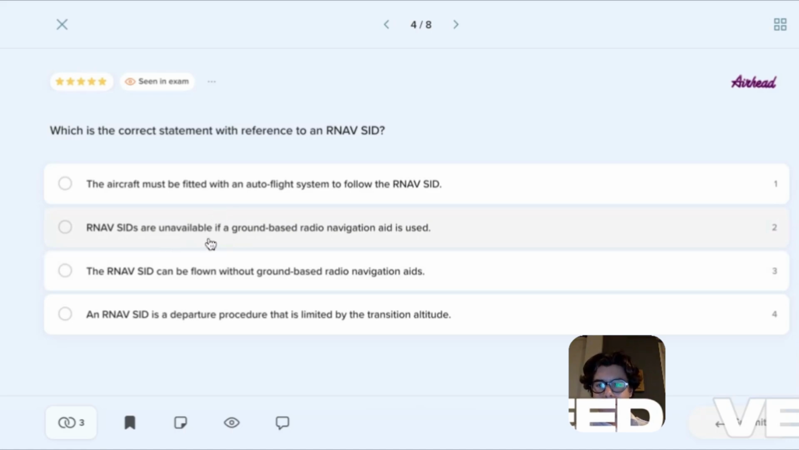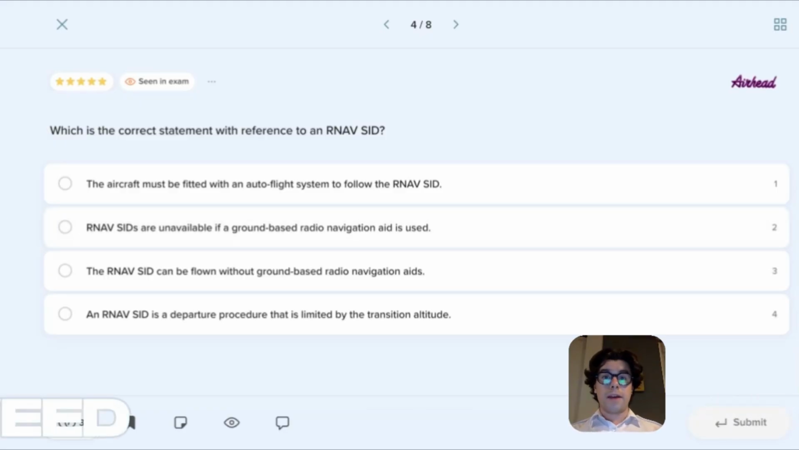Not specifically, because RNAV SIDs can be flown using GPS, for example. In that case, it will be very similar to an RNP, required navigation performance. However, the difference between RNAV and RNP is that RNP requires monitoring and alerting, and RNAV does not. However, it can also be flown using only GPS, so it doesn't require ground-based radio navaids. Also, you can fly it using INS. The RNAV SID can be flown without ground-based radio navaids.